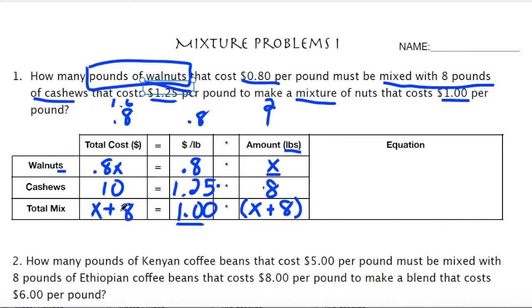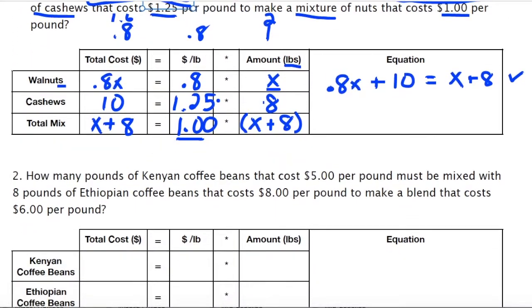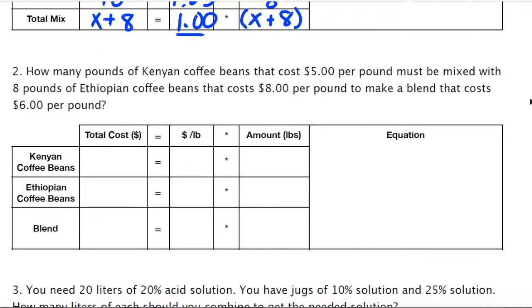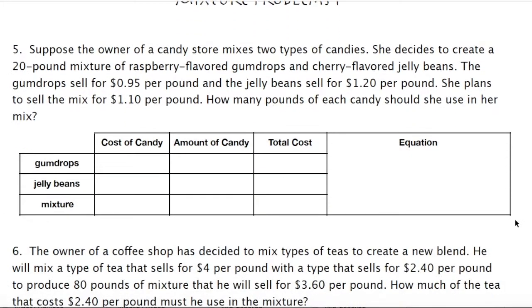Now that I have this, I want to take my total cost of walnuts, 0.8x, add in the total price of cashews, 10, and set that equal to the mixture, which is X plus 8. And you know what to do from here. First of all, get the variable to the same side and then isolate the variable. So you can continue to solve that one. Let's try another one along those same lines.